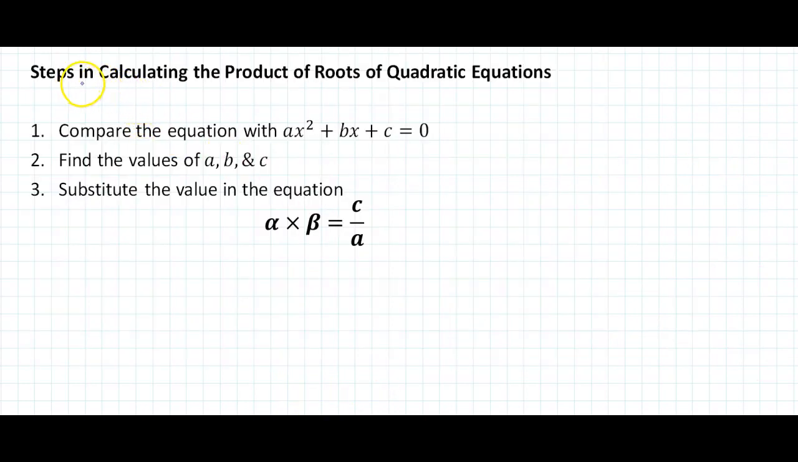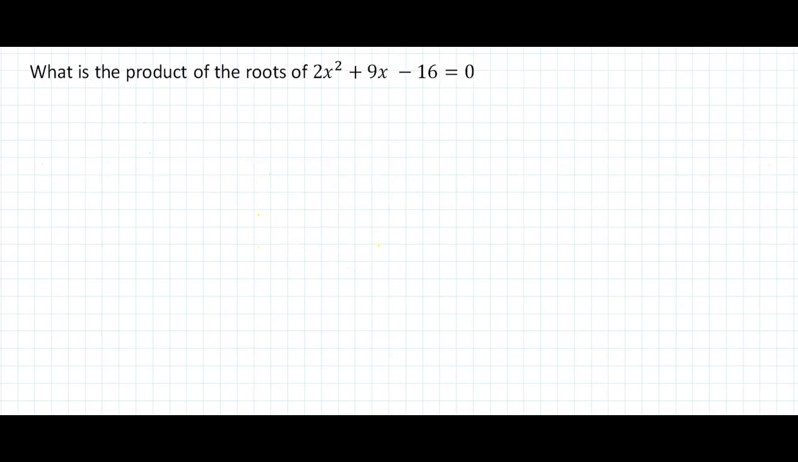So now, how do we go about calculating the product of the roots of quadratic equations? We're going to first compare with our standard quadratic equation, ax squared plus bx plus c equal to 0, and then we'll find the values of a, b, and c, and then we will substitute those into the equation which we just derived, and so we're going to find c divided by a.